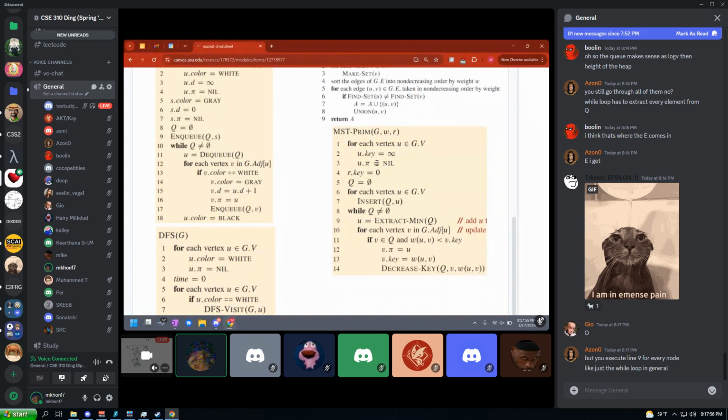Oh, that's strange. Let me look it up. Hold on. Okay. Priority queue with a time complexity of log E. What?